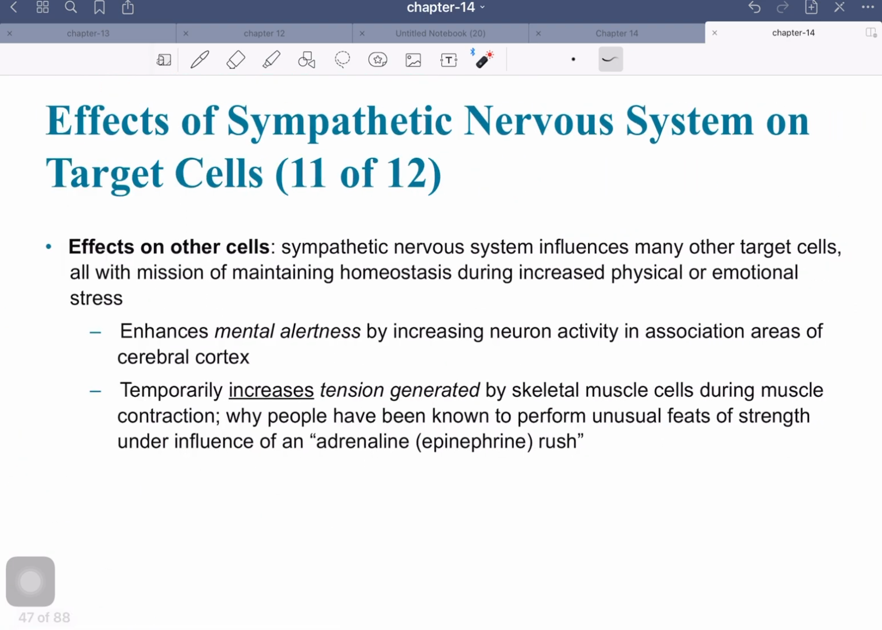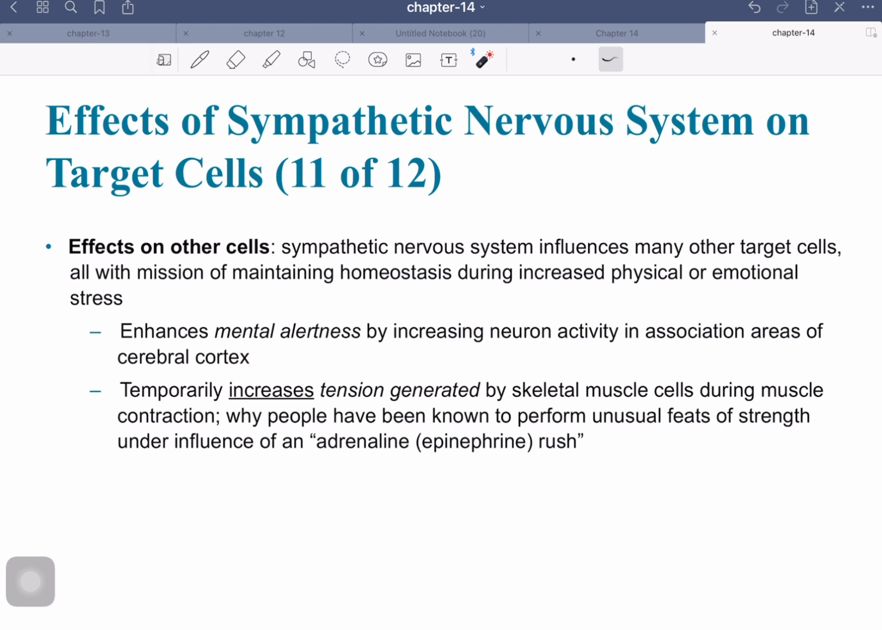Now, how about some other effects on other cells? Well, there's a number of other target cells. But really, what's the main thing we're trying to accomplish with all the other cells? It's about maintaining homeostasis during increased physical or emotional stress. And these are about trying to do things like enhance your mental alertness. So not surprisingly, one of the side effects is that we get increased neuronal activity in many parts of the cerebral cortex that have to do with mental alertness.